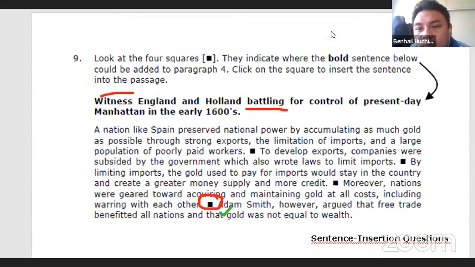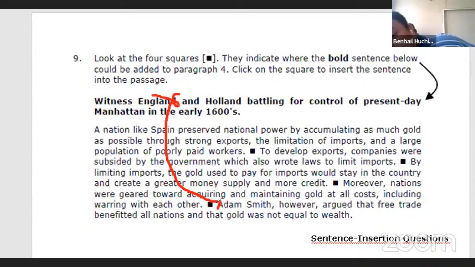Okay. And at the time of the TOEFL, you have to click on the sentence. You click and you move it to here. And that's how, by itself, this statement will be located in this spot. Okay, it appears there.